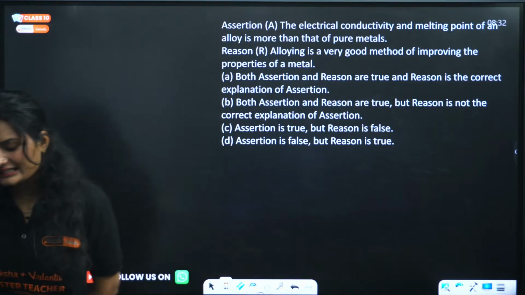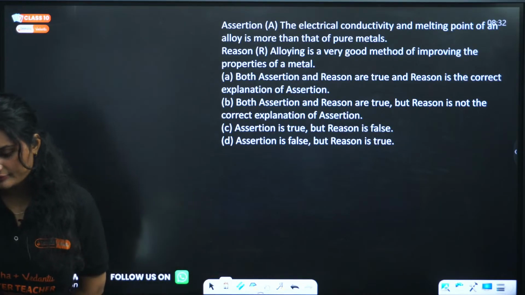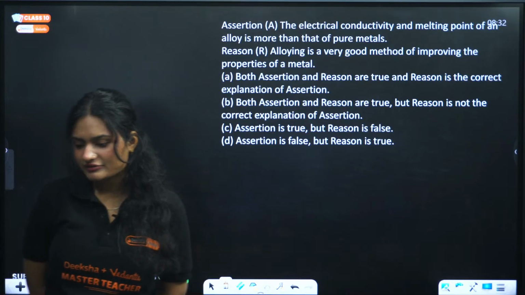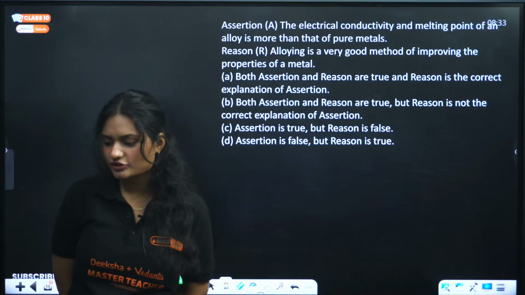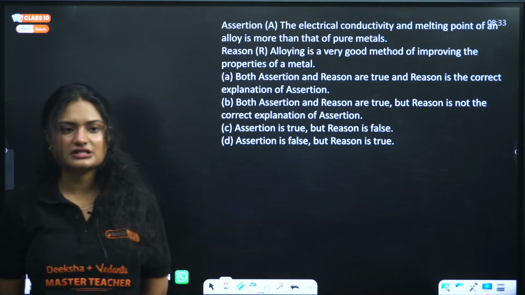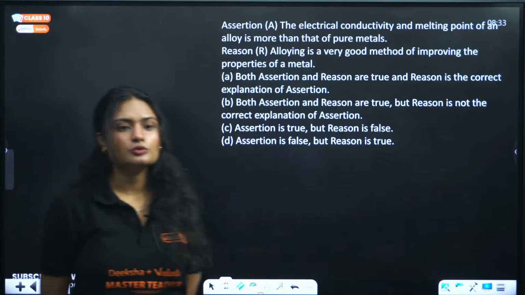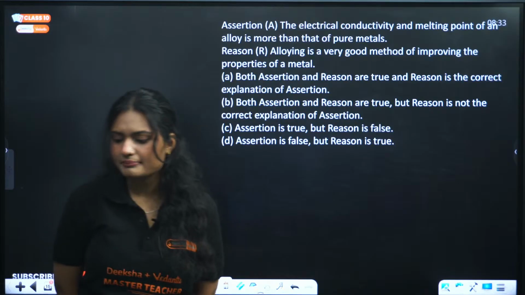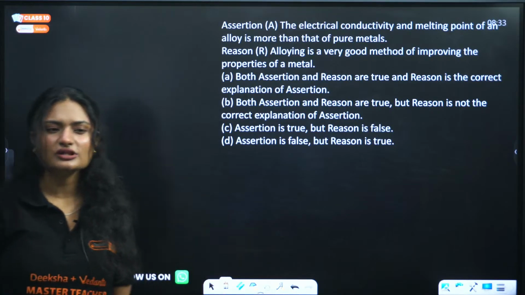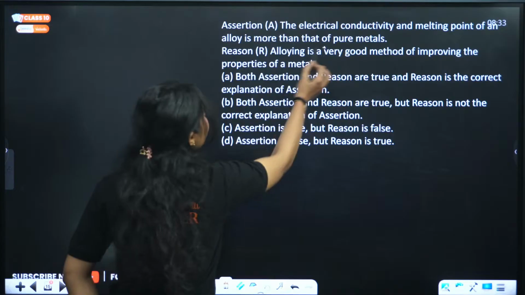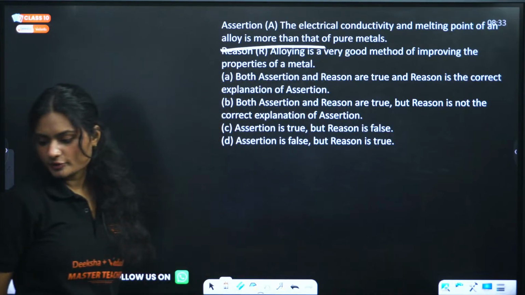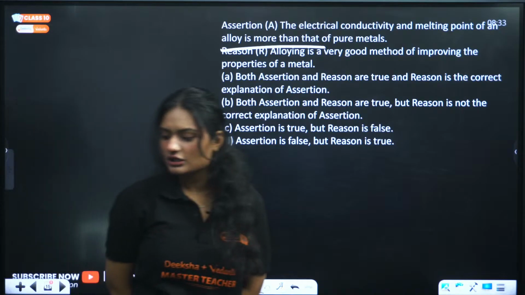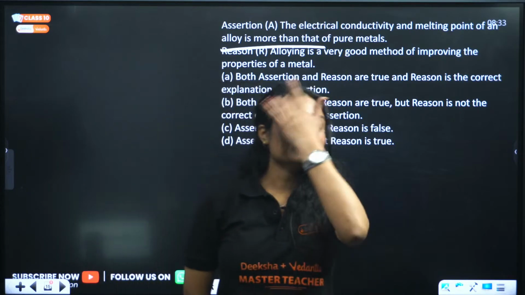See, one thing is there, whenever we are talking about the electrical conductivity for alloys, yes, the electrical conductivity can be high, can be low, but mostly it is high. But the melting point of alloy is more than that of pure metals. That statement. Yes, Advaishri, do mention your doubt. I'll explain it. Okay, so alloys.